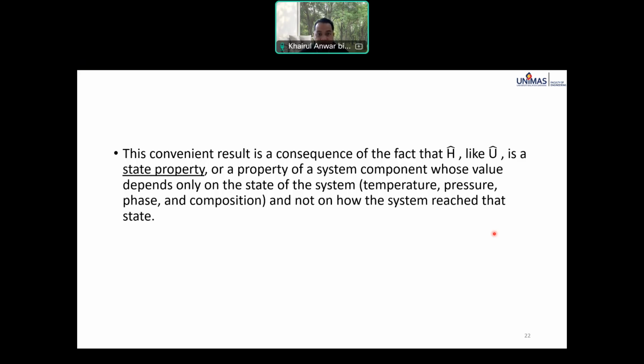This convenient result is a consequence of the fact that H, like U, is a state property, a property of a system whose value depends only on the state of the system and not on how the system reached that state.